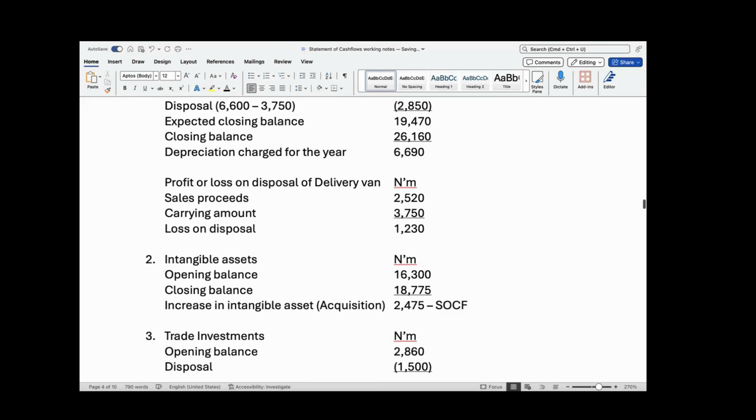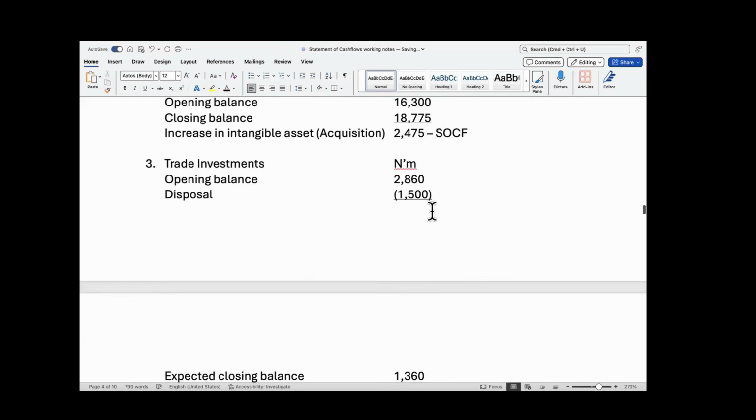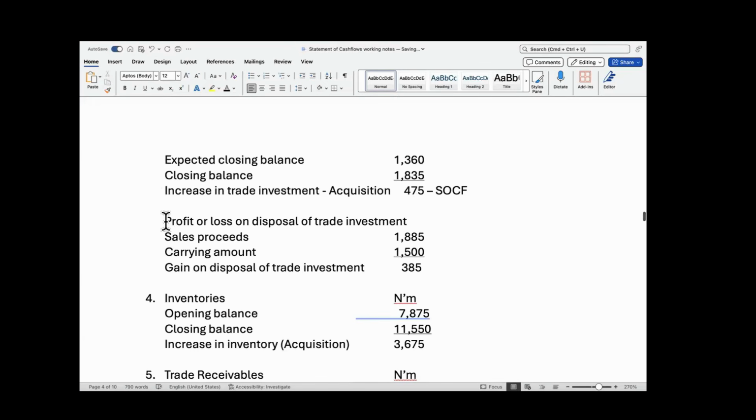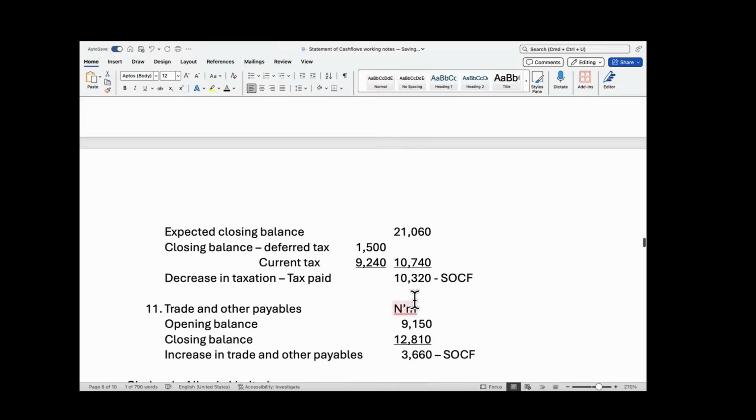After that, the next one is profit or gain on disposal of trade investments of 385.